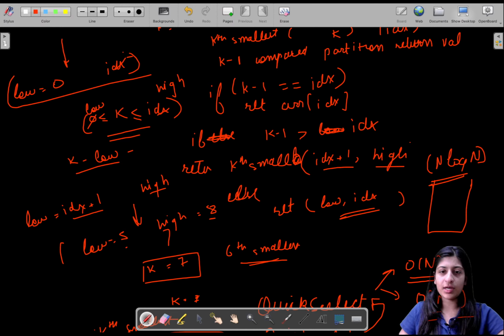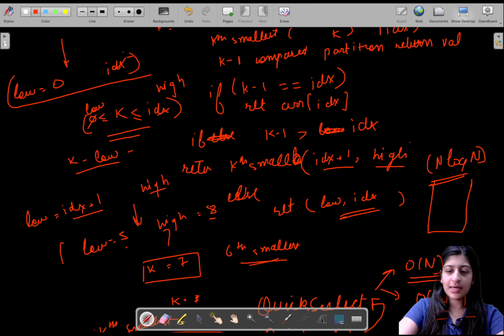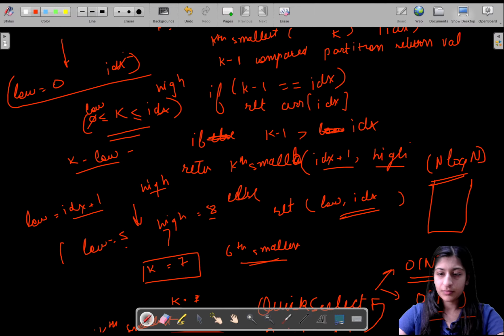Okay, so let's start with our solution. First thing, I am going to write a partition function. Partition is going to take my array, a low index and a high index. Let's say int pivot also, which I will be passing through this function. Now you take some i at low, and let's start our iteration.